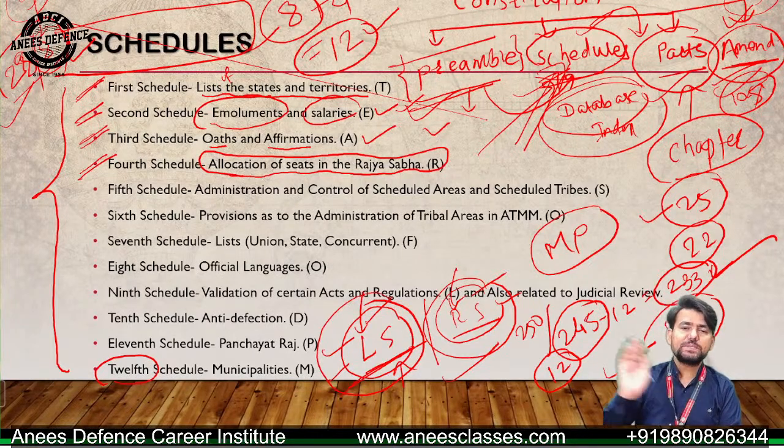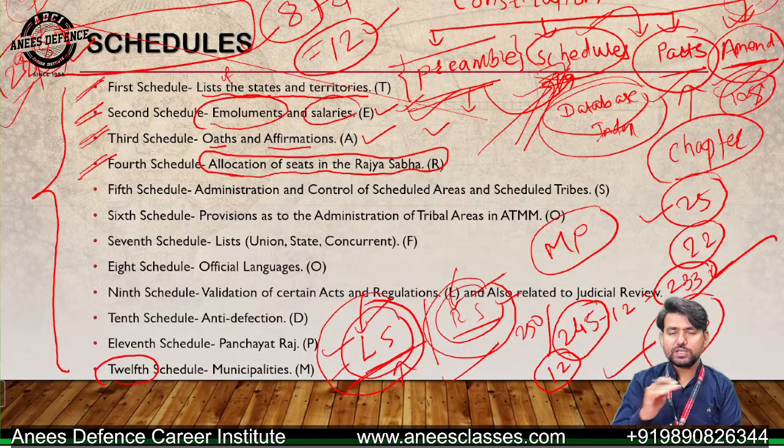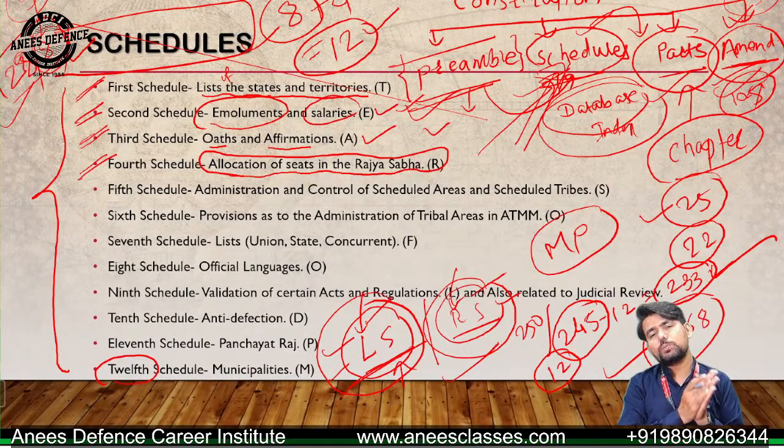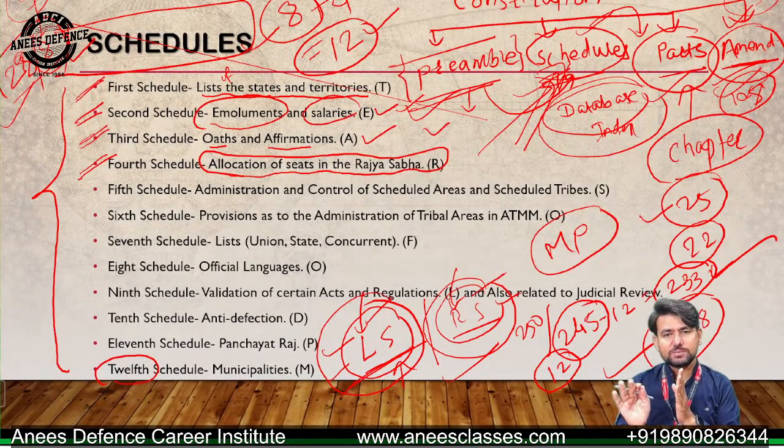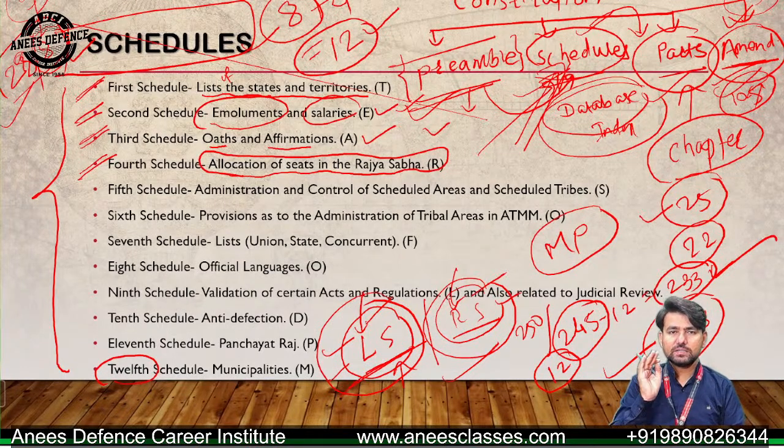राज्यसभा से कितने, किसी स्टेट से कितने एमपी राज्यसभा में जाएंगे, ये उस स्टेट की पॉपुलेशन पे डिपेंड करता है. See, higher the population, larger the number of seats in Rajya Sabha. So you can say in case of Rajya Sabha, there is no equal representation for the states.